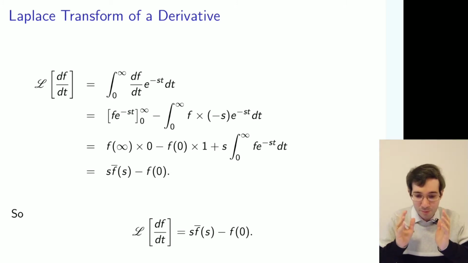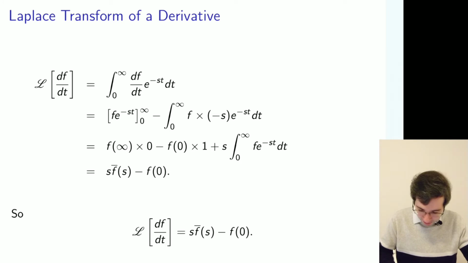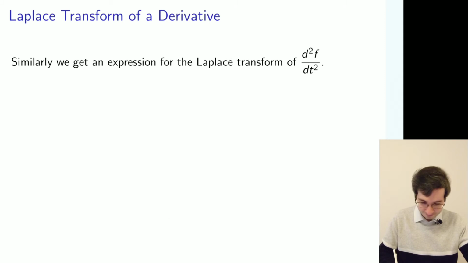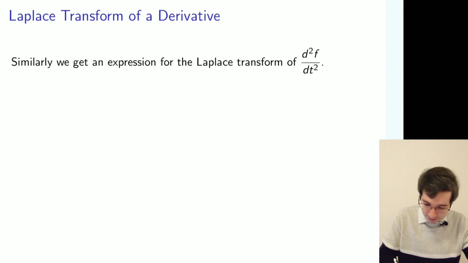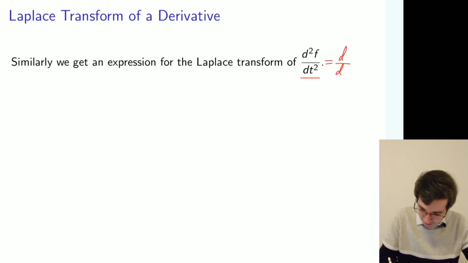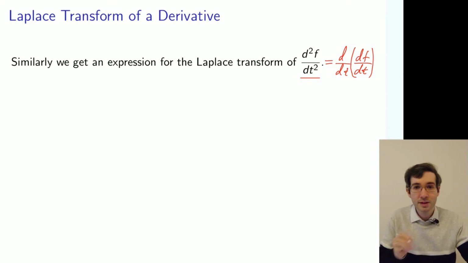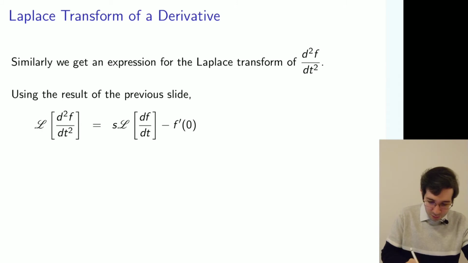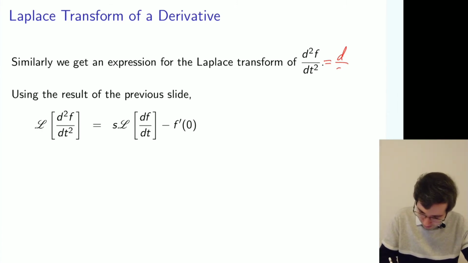And we can even do more than that. We can find the Laplace transform of a second derivative. So let's find the Laplace transform of a second derivative, which is, in fact, a derivative of a derivative, right? So it's a derivative of df over dt, if you remember from a previous course unit. So what we do now is just apply this rule again.